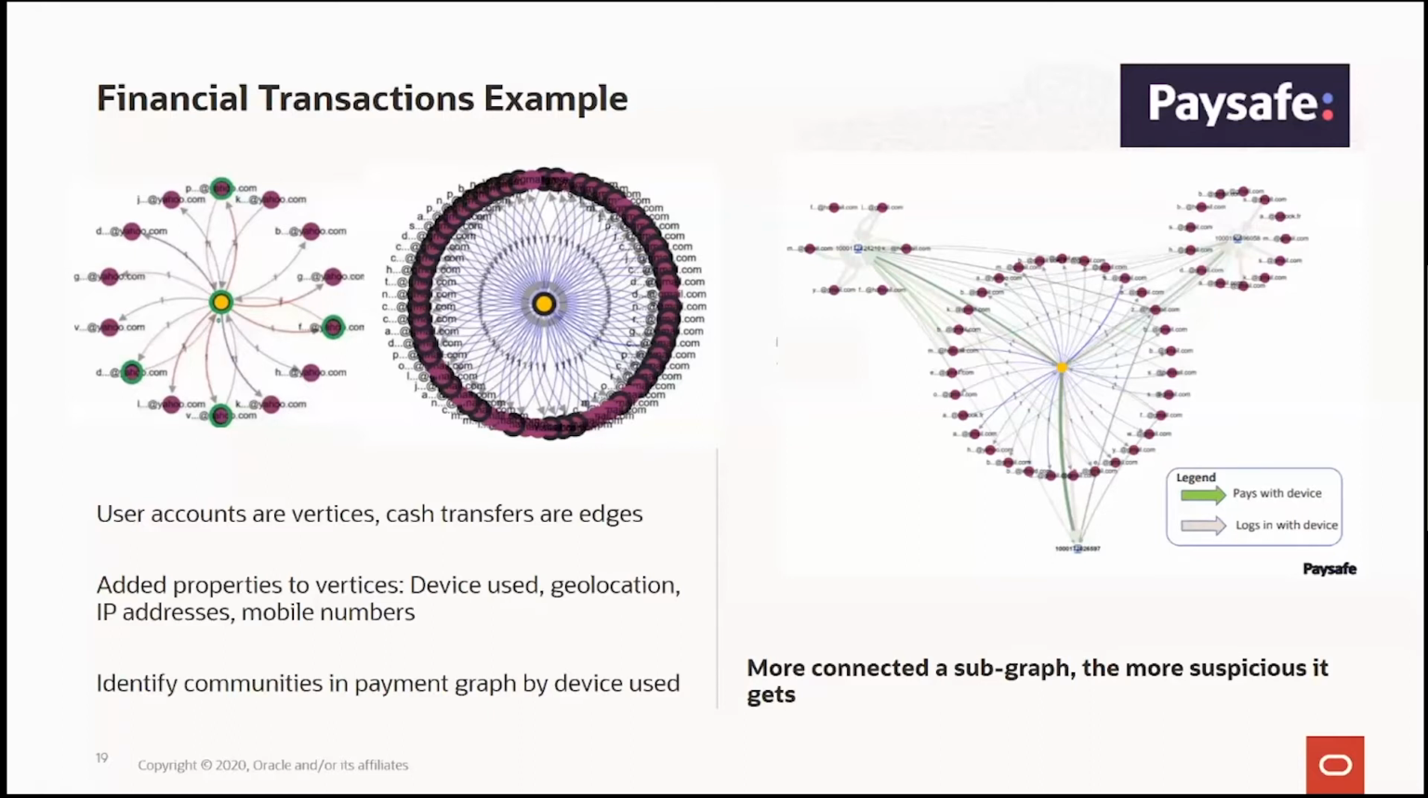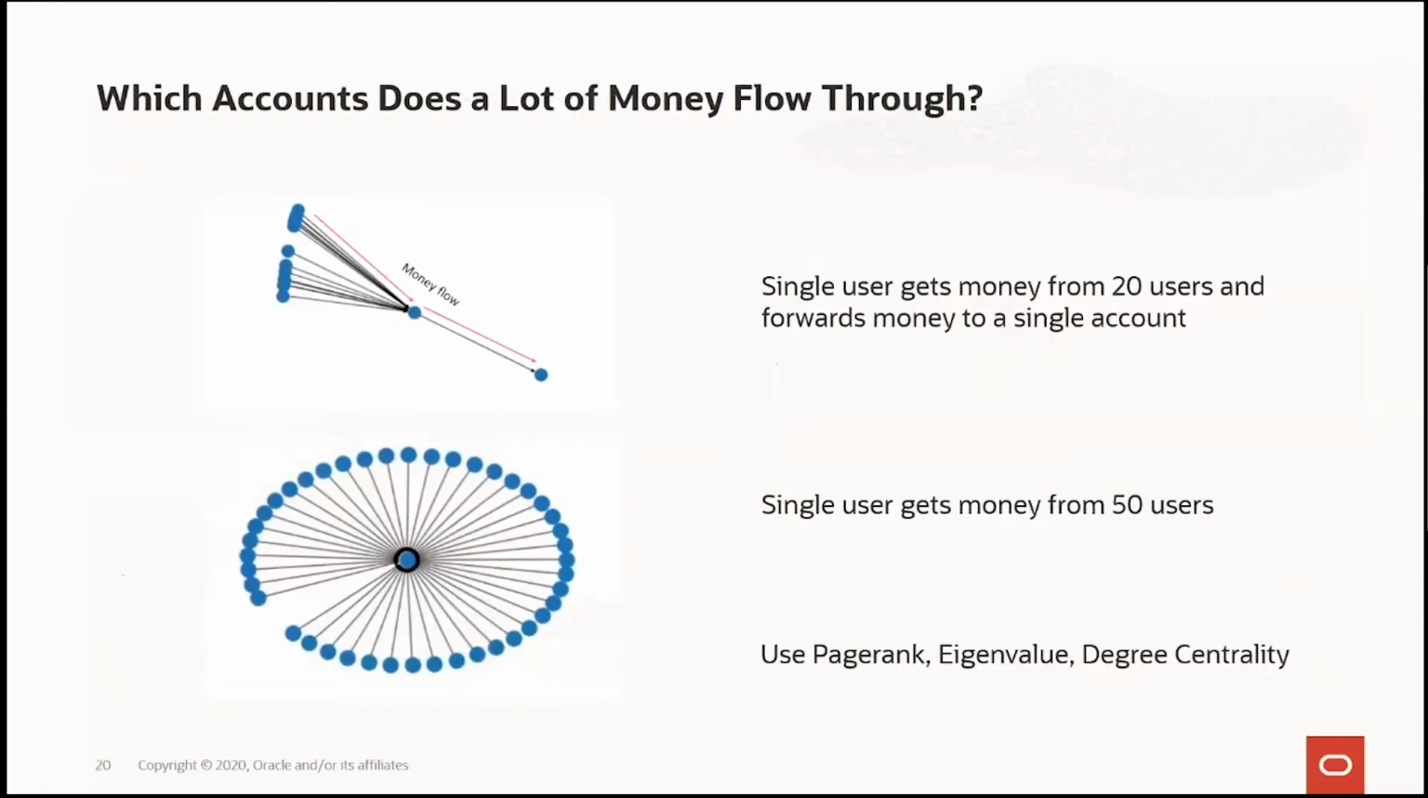Like, why are all of these vertices using this same IP address or within the vicinity, or the IP addresses within the vicinity of each other? So they cluster the user accounts to get more insights into which are the tightly connected communities, and that to them is something that they had to investigate further.